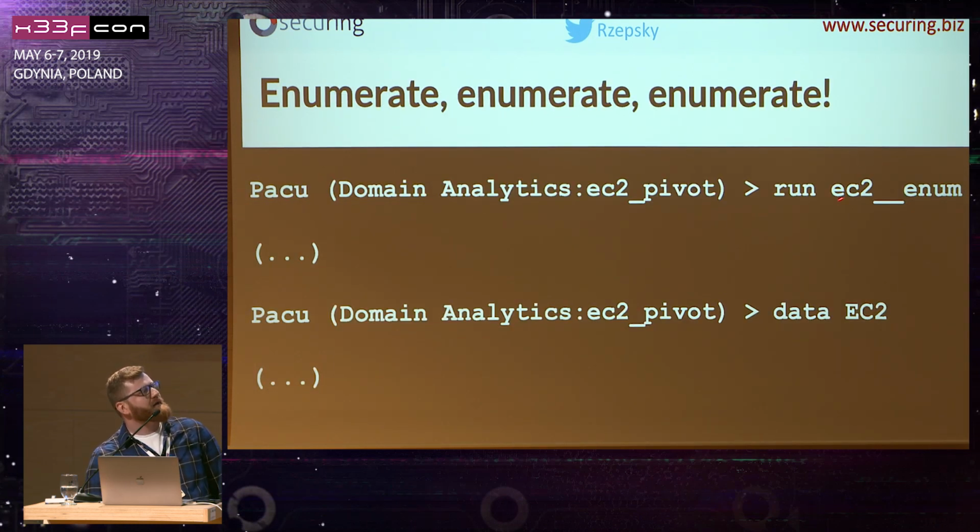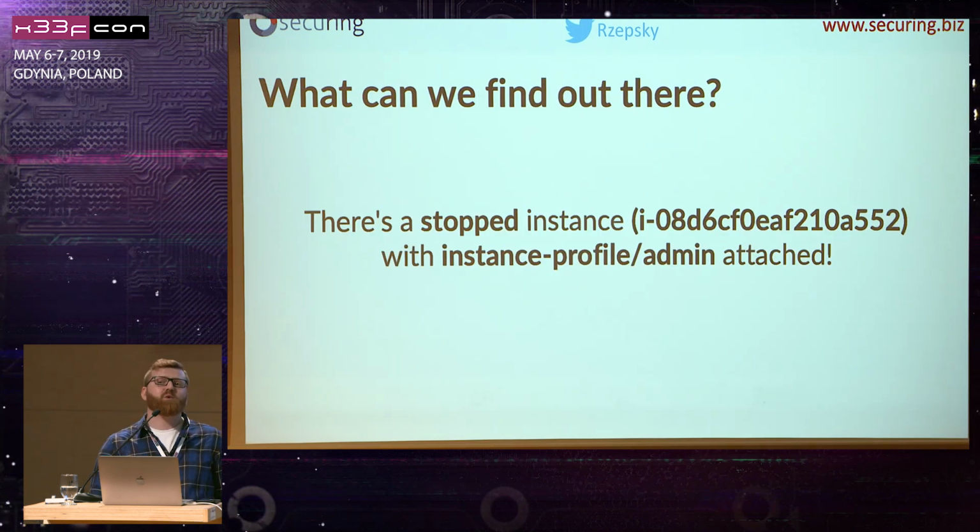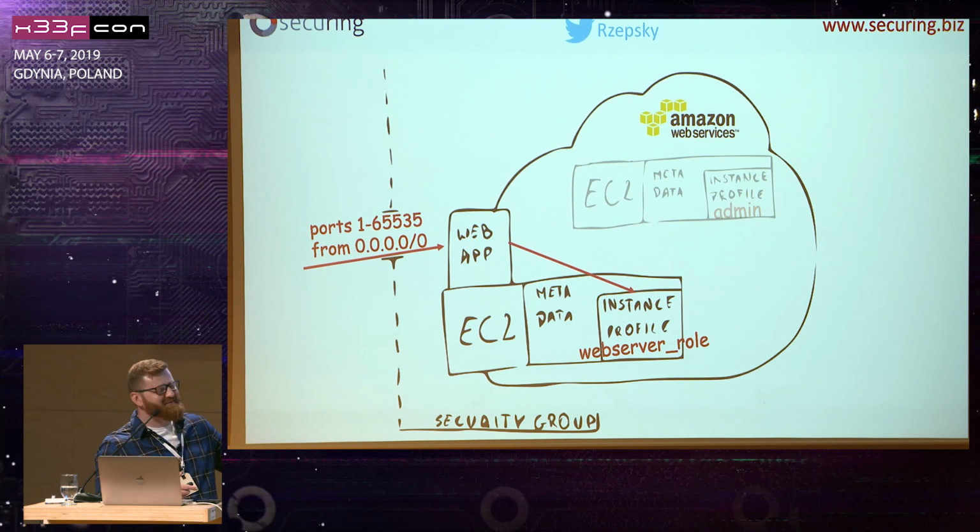In PACU again, we are using the elastic cloud computing enum module, which is actually taking all the information using your keys about the EC2 service. Then we can access it using data EC2. So what did we find? There's a stopped instance with the ID like this, but this time the stopped instance has an assigned admin profile. And actually, this example is taken from one of our customers.